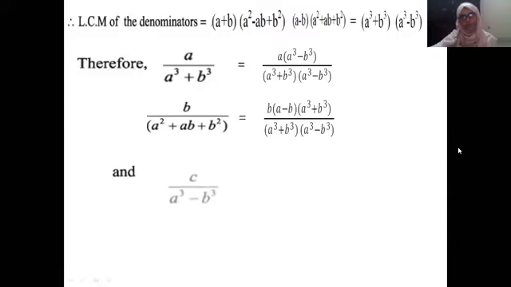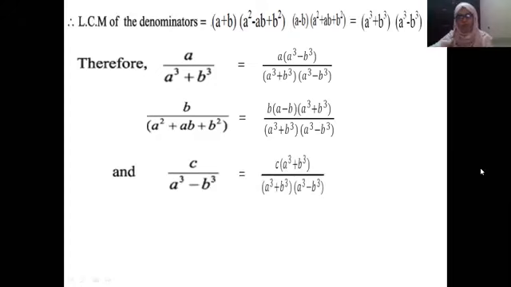And our last one is c by a cube minus b cube. Now divide this LCM by this denominator, we get a cube plus b cube as the quotient. Now multiply both numerator and denominator by this quotient, we get c into (a cube plus b cube) by (a cube plus b cube) into (a cube minus b cube).